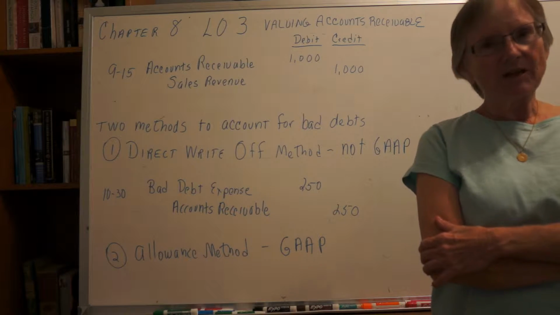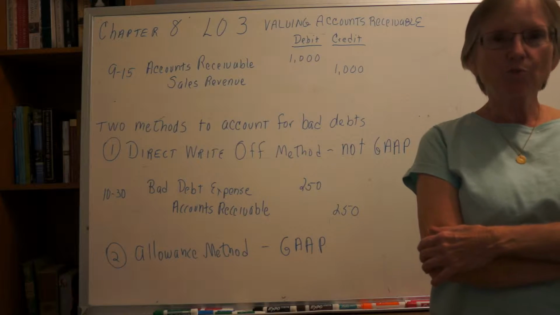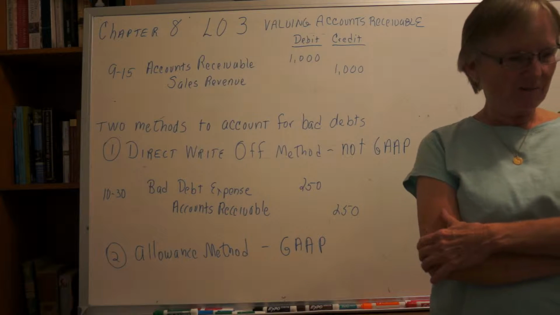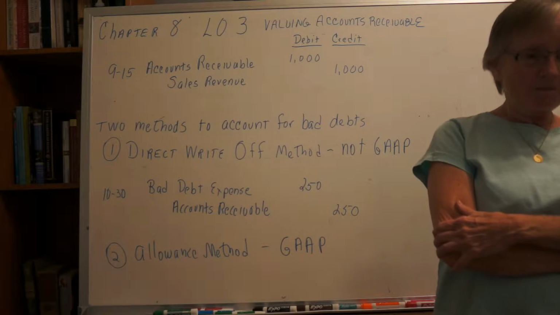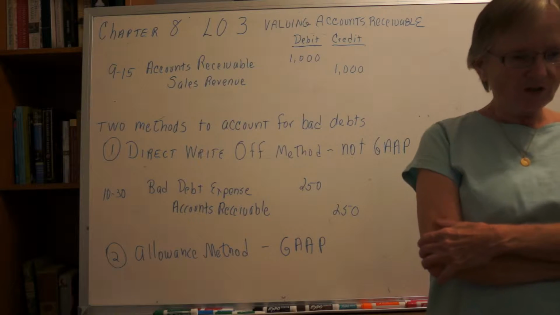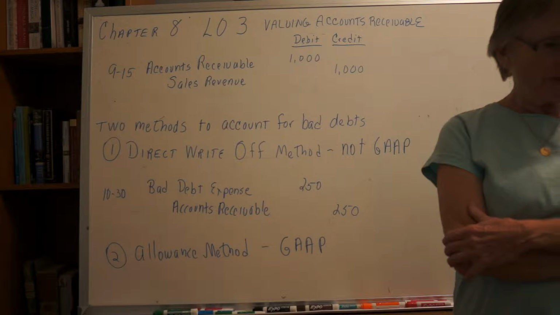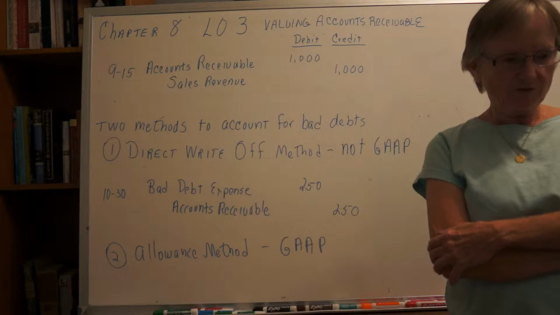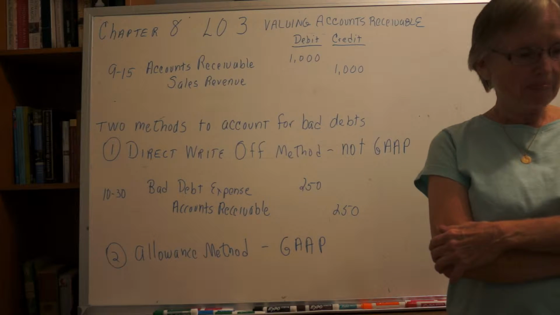But that's not a valid assumption, because some of our customers will not pay us. They may pay late, they may not pay at all. So the value of that account receivable is really somewhat less than $1,000. So knowing that we shouldn't overstate our assets, somehow we have to account for the fact that we probably won't collect all of our accounts receivable.